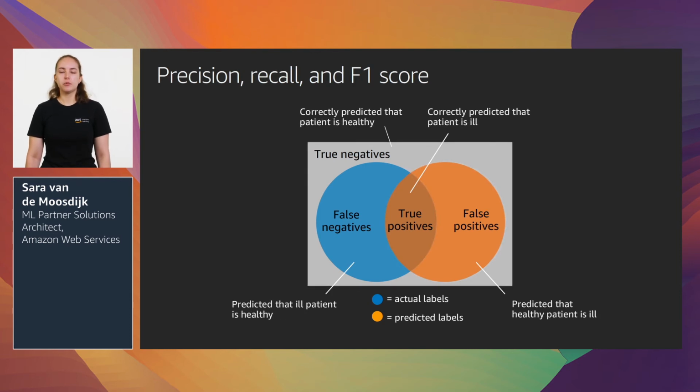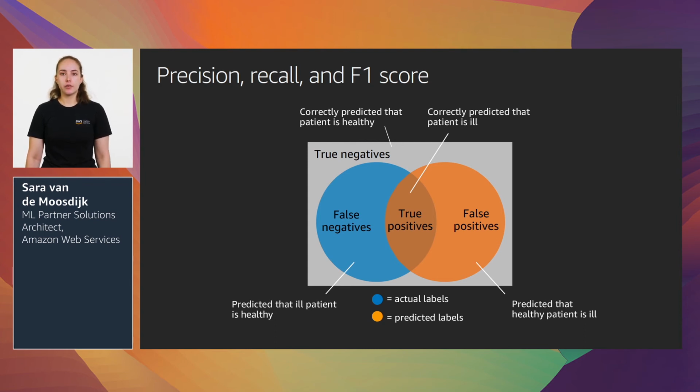Let's imagine that we have an algorithm which analyzes an X-ray from a patient and tries to determine if the patient is ill or healthy. So everything within the blue circle, these are the patients that we know to be ill. Everything in the orange circle, these are the patients which the model predicts to be ill. So again, let's have a look at this. Our true positives, everything within the overlap, these are the patients that we know to be ill, and the model predicted that correctly. Our true negatives, everything in the gray rectangle area outside of the circles, these are the patients that we know to be healthy, and again, the model predicted that correctly.